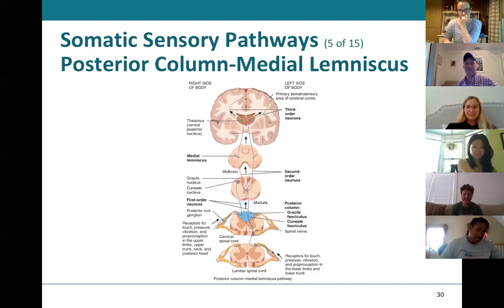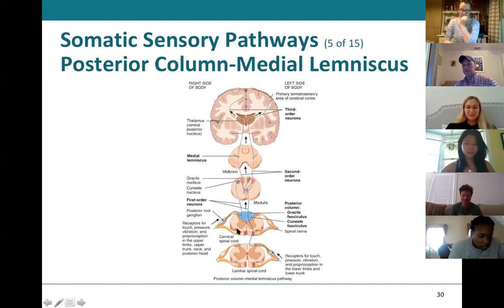Now here's a cartoon we haven't seen before, right? So let me orient you. This is your lumbar spinal cord. This is your cervical spinal cord. This is a segment from your medulla. This is a segment from your midbrain. And this is a frontal dissection through the human brain such that you can resolve the thalamus, and then you can see the primary somatosensory cortex.